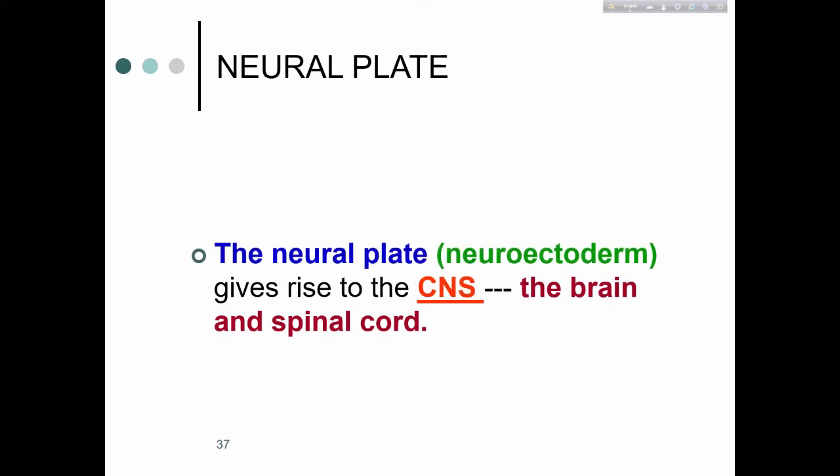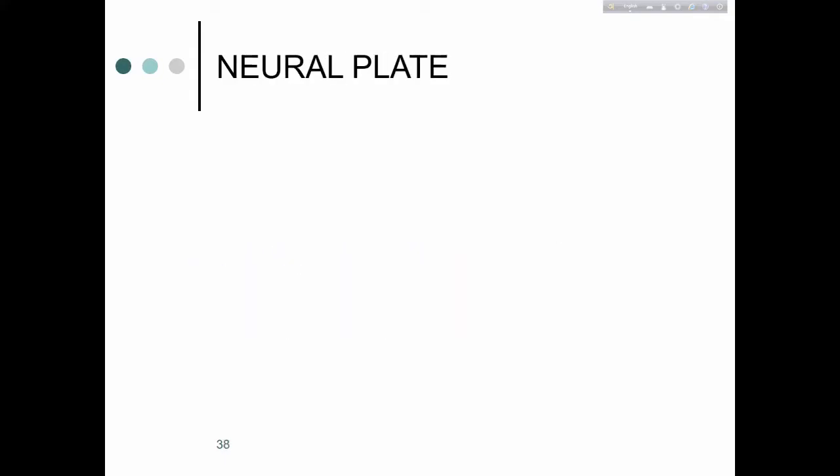The neural plate, we call it neuroectoderm, gives rise to the CNS, the brain, and the spinal cord. CNS means the central nervous system. In your brain card, you will see, we will ask you, what do you mean by central nervous system? The answer is very easy. The answer should be, madam, brain and spinal cord. Brain and spinal cord constitute the central nervous system, and it comes from the neural plate, from the ectoderm.